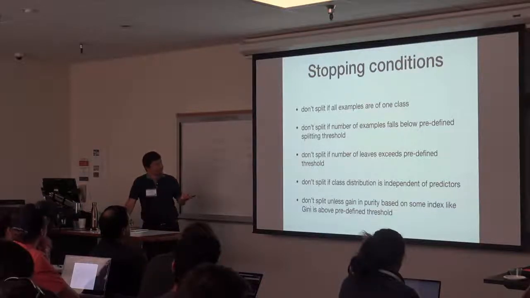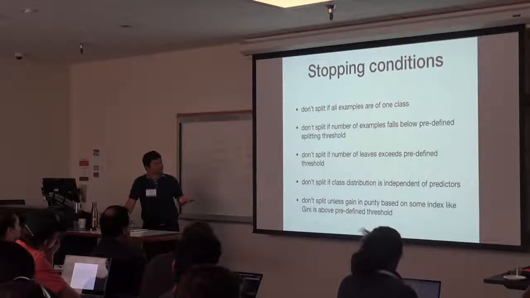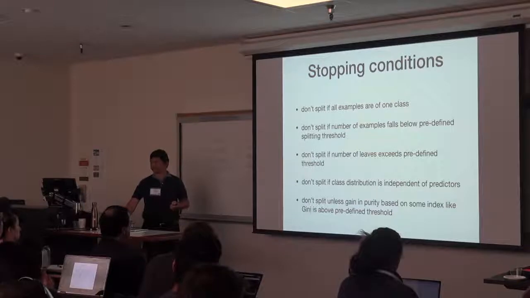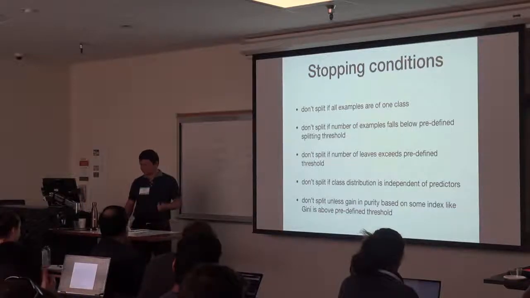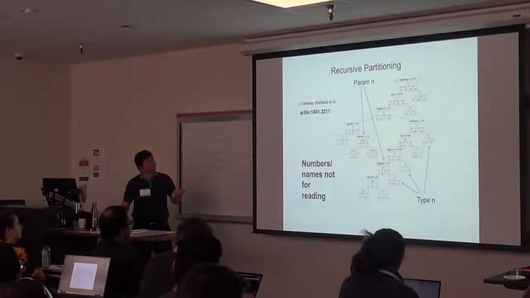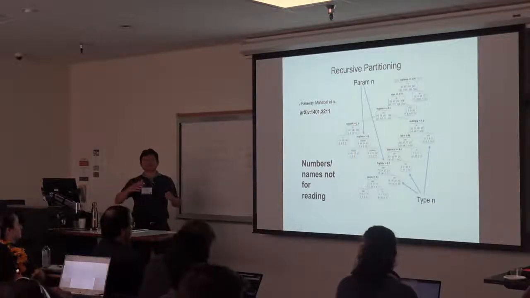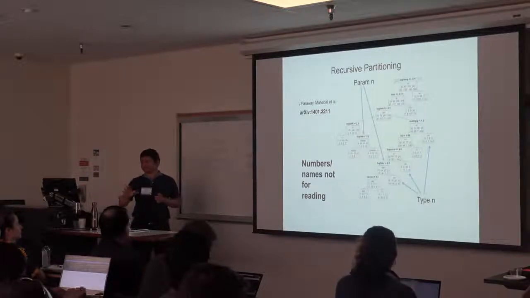So again, don't split if class distribution is independent of predictors. Don't split unless the gain in purity based on some index like Gini is above predefined thresholds. Those threshold decisions are the ones that are really, really critical. And so what one can also do is have recursive partitioning. You can have very loose criteria initially, and once you have partitioned on one criterion, it doesn't mean that that particular variable is out of question. No, you can come back.